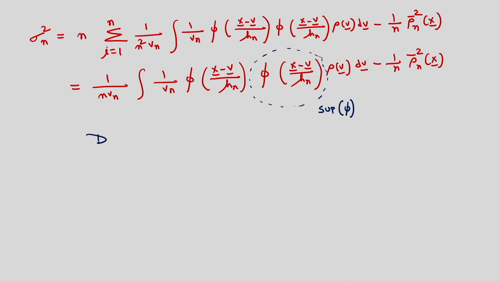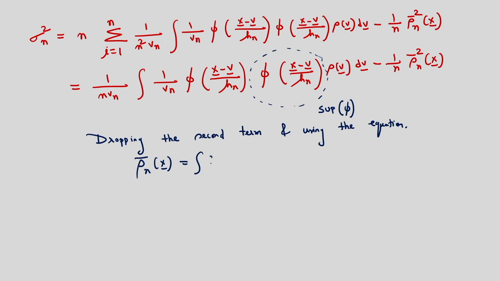How do we actually obtain the dropping of the second term? Using the equation, what equation? We already know the equation: the mean of this estimated value of the density is nothing but the integral of delta n (x - v) p(v) dv. We have derived this equation, so by using this we are getting this expression.